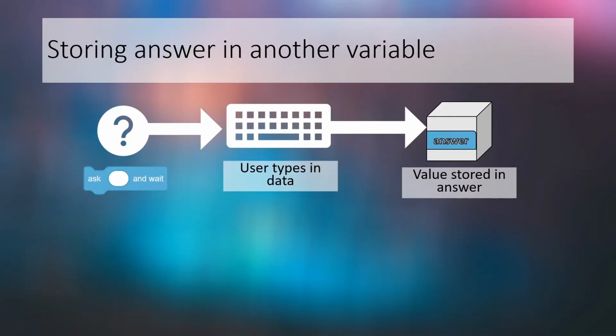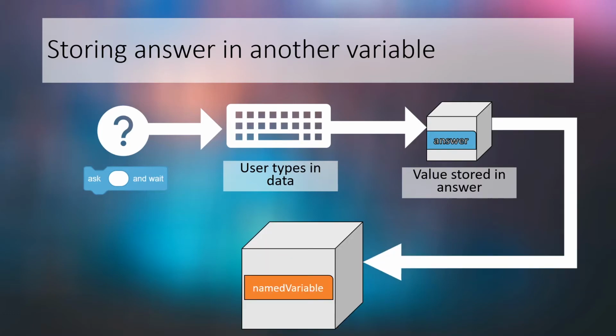When we're working with the ask and wait block and the blue answer variable, I mentioned earlier that the answer is overwritten if we ask another question. So that means that the answer variable should not be a permanent home for any data that you want to store. Instead, we should create another variable to store the answer in so that we can use it later in the program.